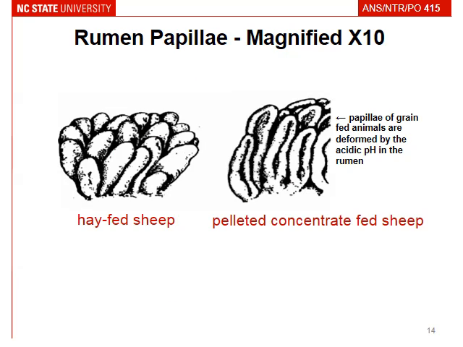Now, the integrity of these rumen papillae are very critical for the health of the animal. So most beef cattle in the U.S. are actually what we refer to as finished at a feedlot, where we give them a significant amount of concentrate.